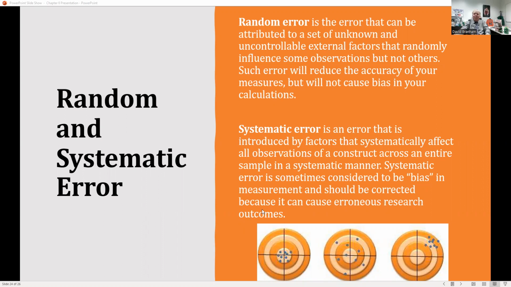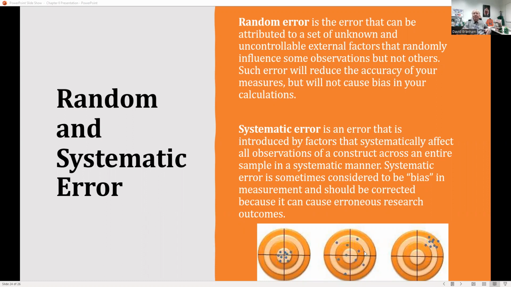A classic example of this are these targets. Remember these previous targets, where the first target down on the bottom left side is both accurate and hitting the target. It's hitting the target, so it's valid. It's accurate in that it's reliable.